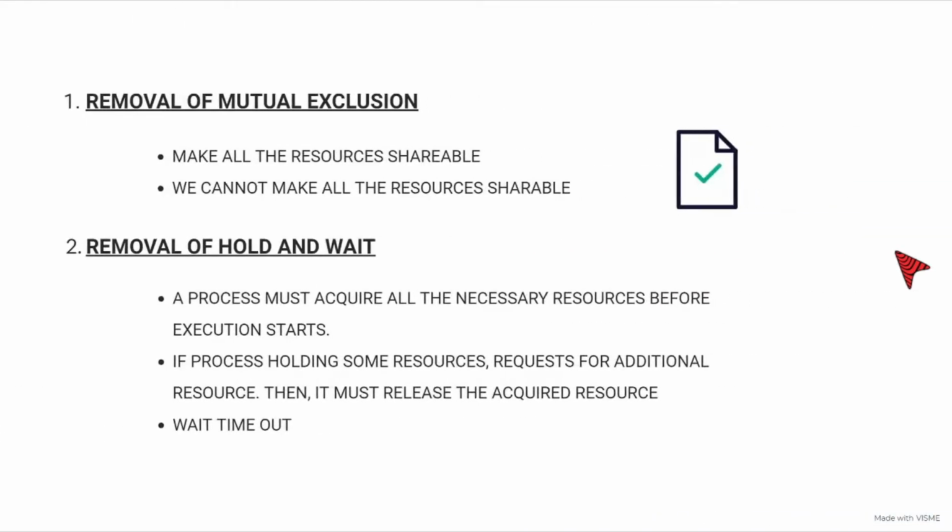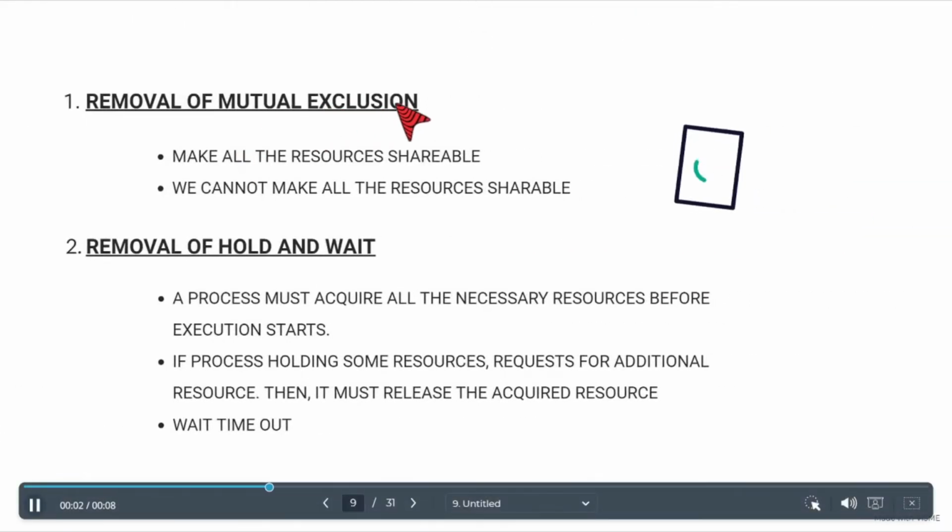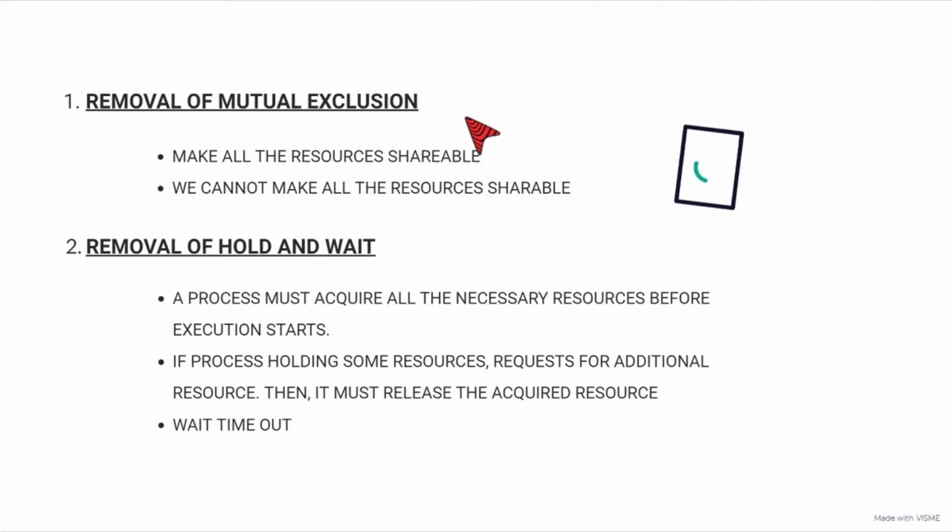The first prevention technique is removal of mutual exclusion. Okay. So what did I say about mutual exclusion? Do you guys remember? I said that mutual exclusion is the thing where the resources are not shareable, right? So then what is removal of mutual exclusion? Making all the resources shareable.